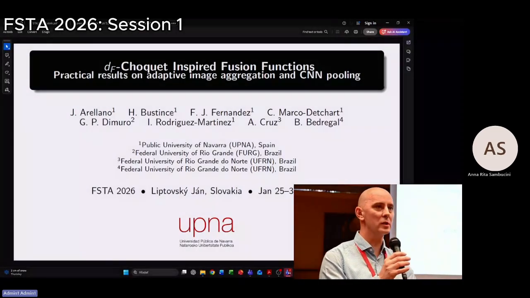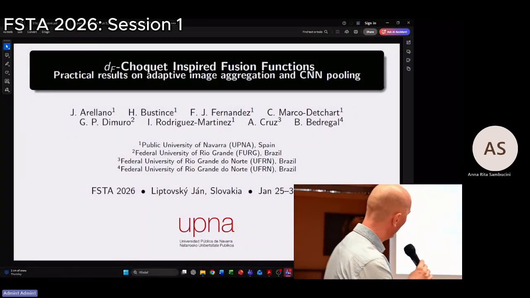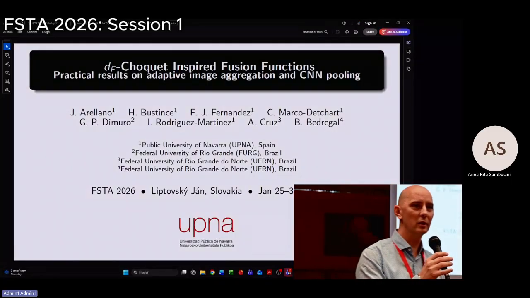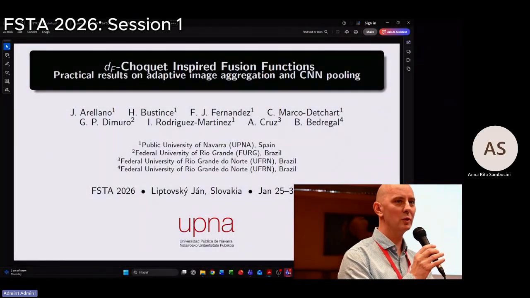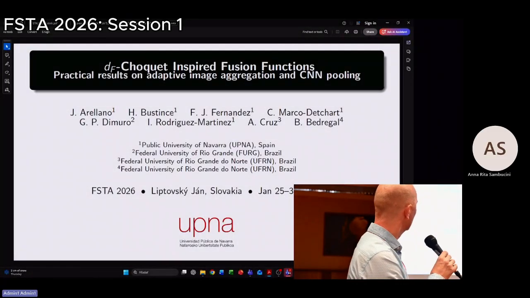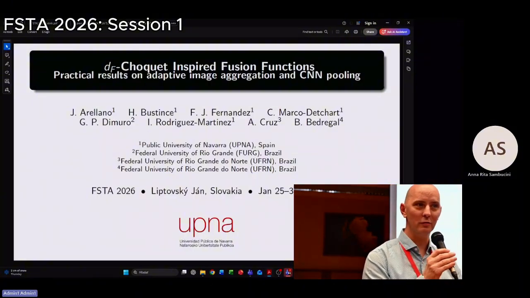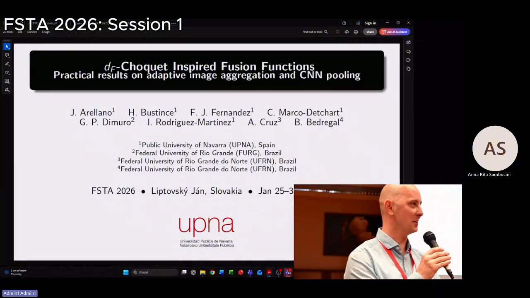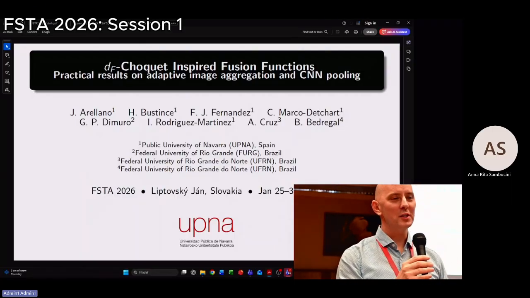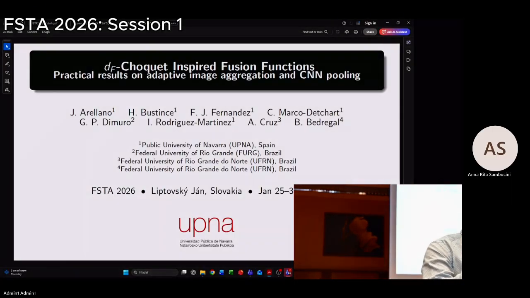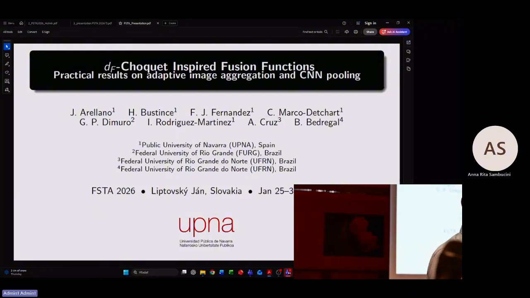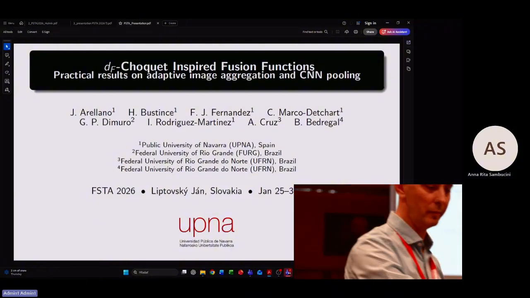The first presentation is a collaboration of Spain and Brazil mathematicians. So the keyword of this session is the Choquet integral. So in order to be first speaker, the place is yours. Thank you.